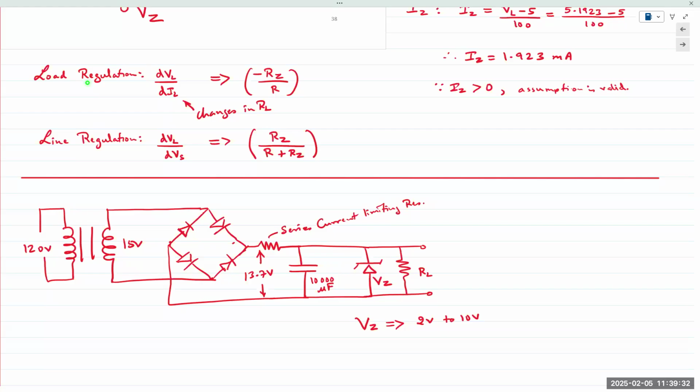RL could change by a small amount or a large amount, it doesn't matter; that would be a corresponding change in IL. But ideally dVL, the change in the load voltage, would be 0. If the Zener diode is functioning as well as it should, as an ideal Zener diode, then VL shouldn't change at all.